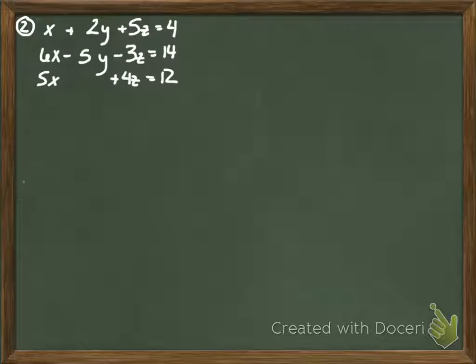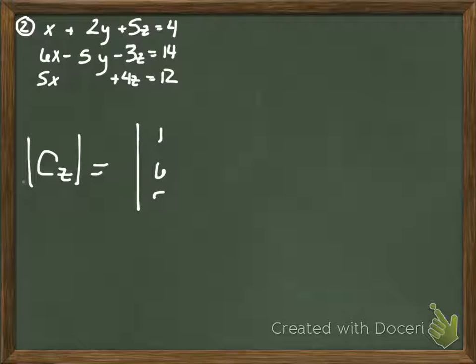So now we're going to find CZ. This is very repetitive. We're doing the same thing over and over again, but just realize we're saving that process of having to narrow down your variables. So write your CZ. We're replacing the Z column with the answers we just got.